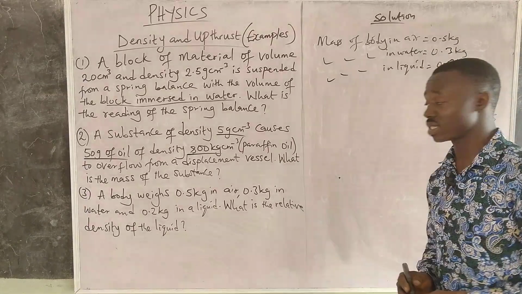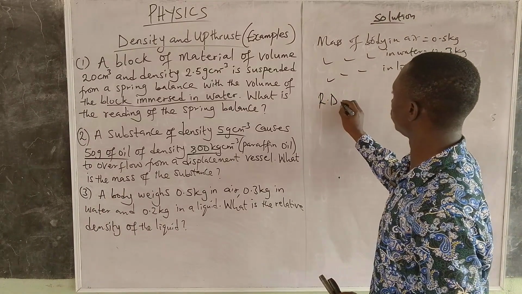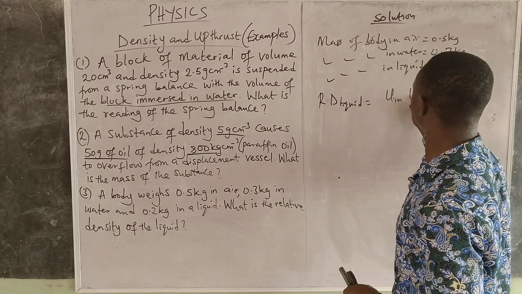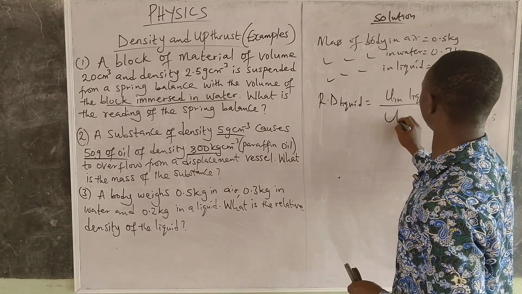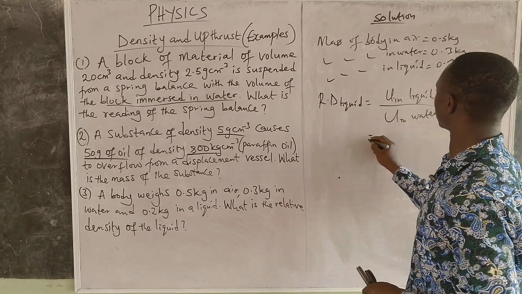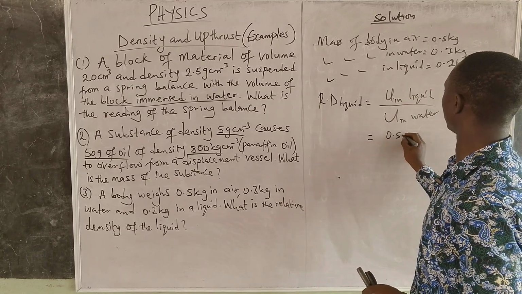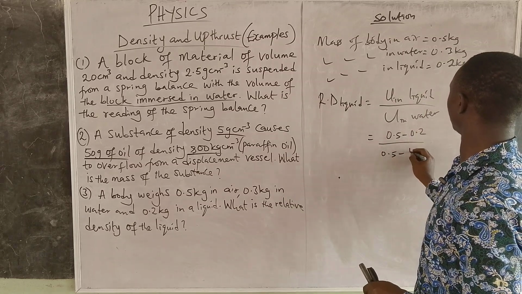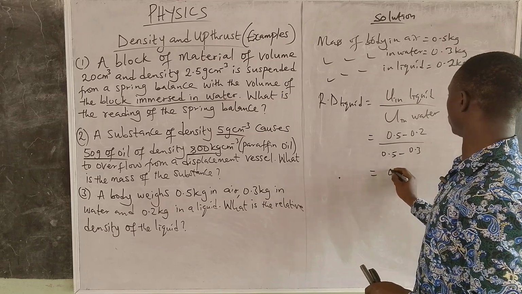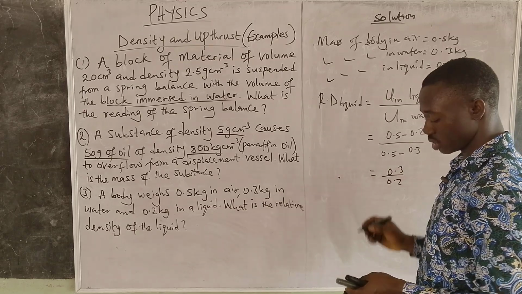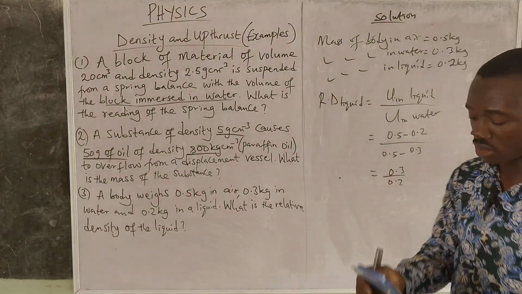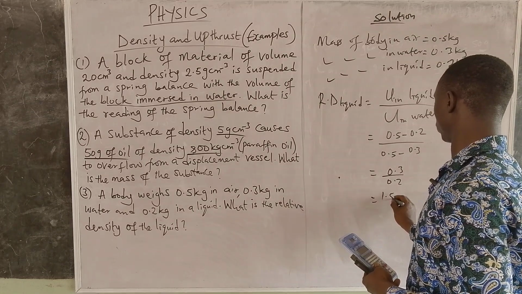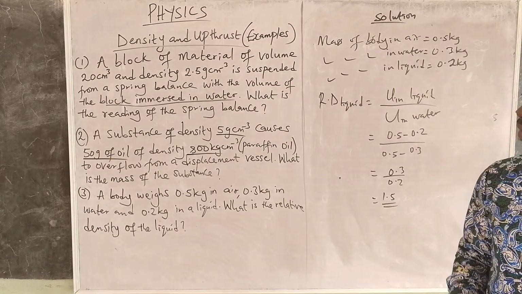So what is the relative density of the liquid? Relative density, RD, of liquid is upthrust in liquid over upthrust in water. So what's the upthrust in liquid? That's 0.5 minus 0.2, over 0.5 minus 0.3, the upthrust in water. So this is going to give me 0.3 over 0.2. So that is the relative density, 0.3 over 0.2. That's 1.5. And don't forget, there's no unit for relative density.